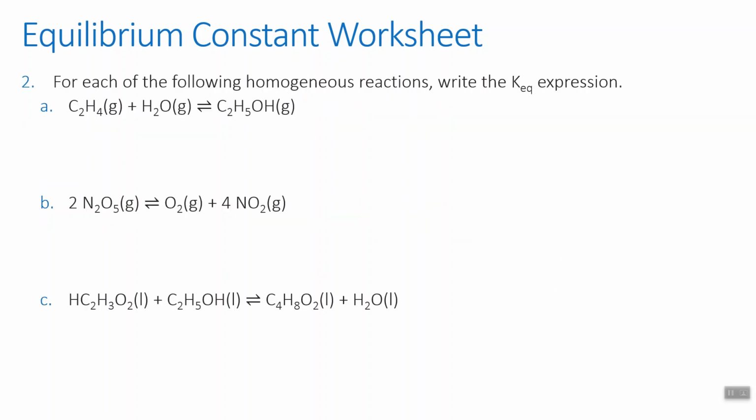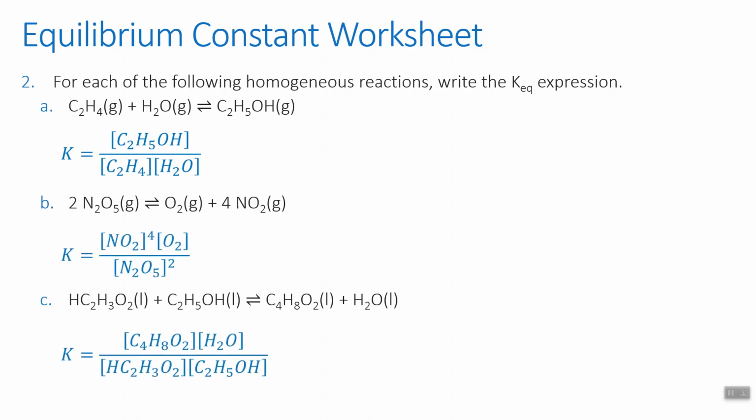For these homogeneous reactions, we want to write the KEQ expression. First, we put our products on top, reactants on bottom. And then any of those coefficients are going to become exponents. For example, in equation B, we have 4NO2. So that 4 is going to become an exponent on the NO2 term in my K expression.